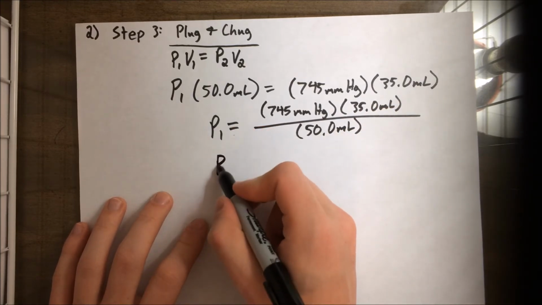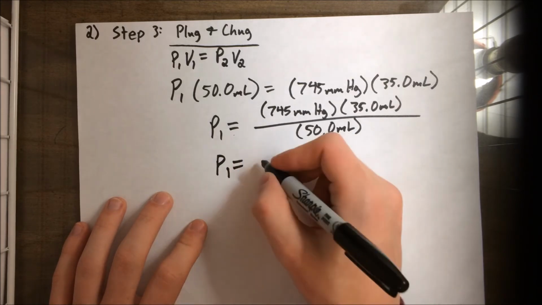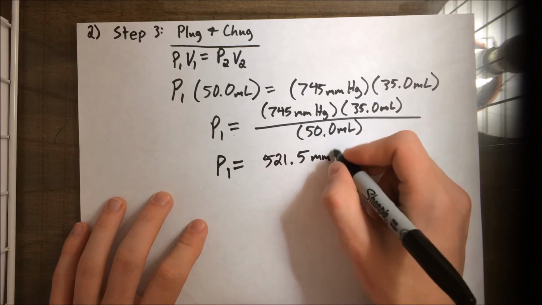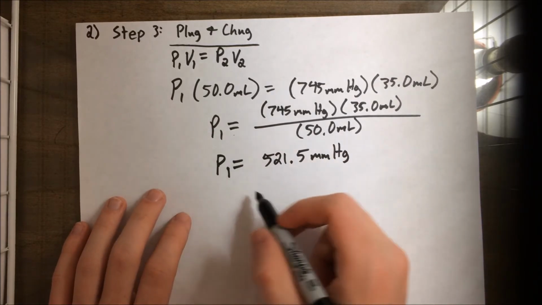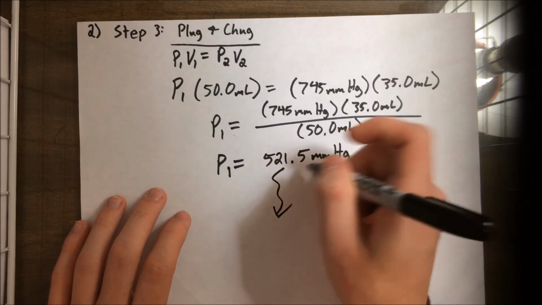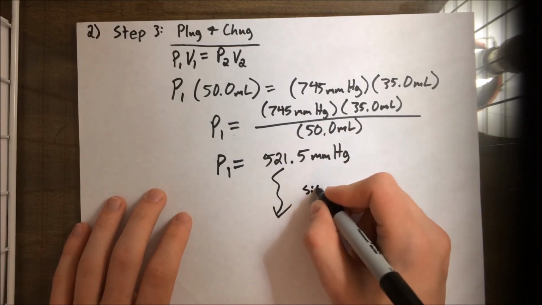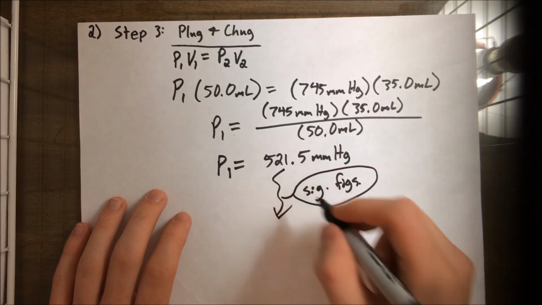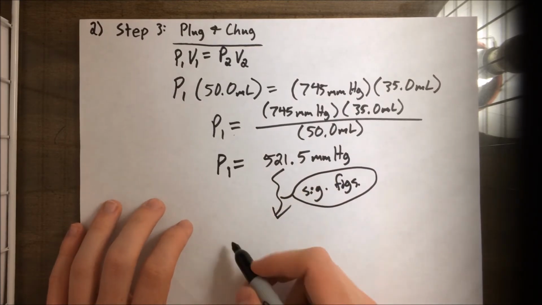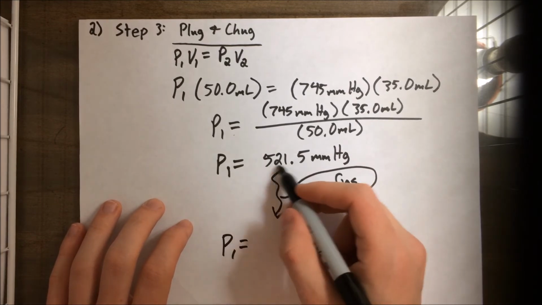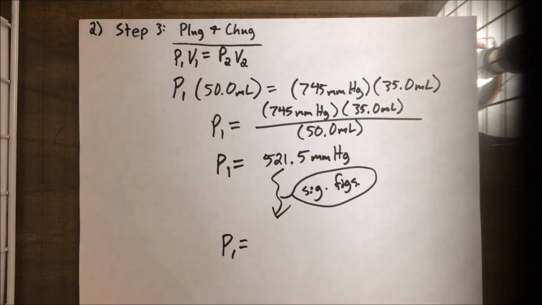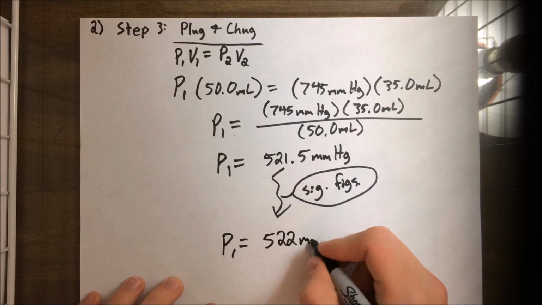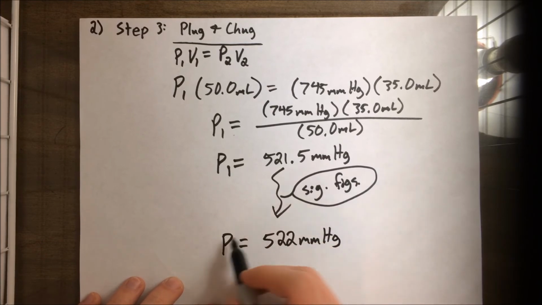And then let's solve. So P1 is equal to 521.5 millimeters of mercury. And we need to keep track of sig figs, or significant figures. So if you look back, you're going to only have 3 sig figs. So your final answer is going to be 522 millimeters of mercury.